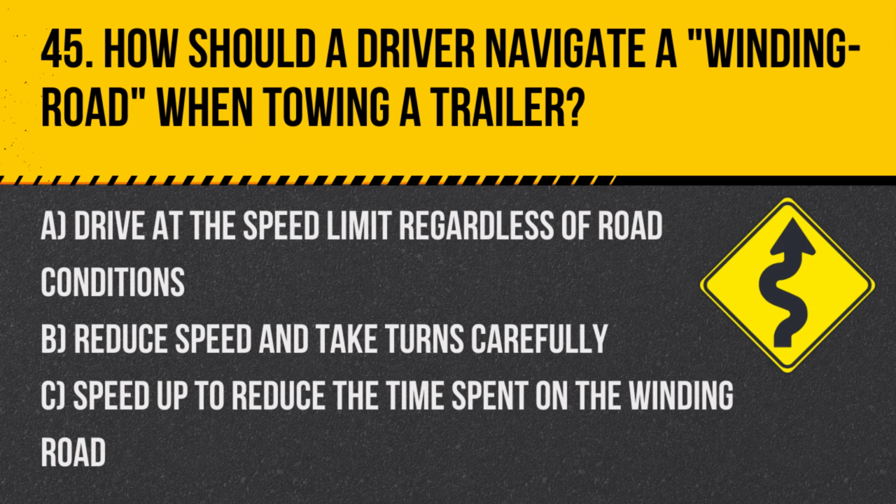Question 45. How should a driver navigate a winding road when towing a trailer? A. Drive at the speed limit regardless of road conditions. B. Reduce speed and take turns carefully. C. Speed up to reduce the time spent on the winding road. Answer B. Reduce speed and take turns carefully. Towing a trailer requires extra caution on winding roads.